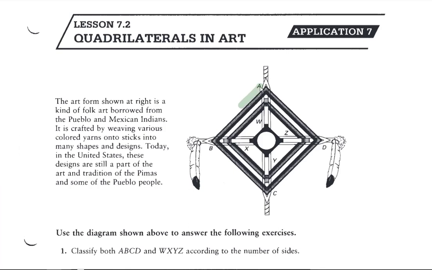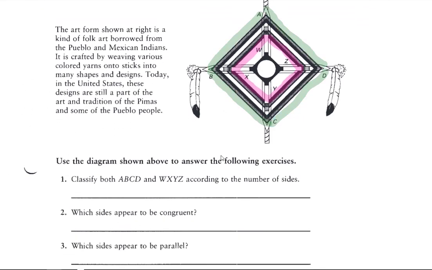Okay. This worksheet deals with quadrilaterals in art. So they want us to classify A, B, C, D, and W, X, Y, Z according to the number of sides. And so if we trace those in, we have what looks like to be 4 squares, but in terms of the number of sides, we would have to call these quadrilaterals. So A, B, C, D, and W, X, Y, Z are both quadrilaterals.